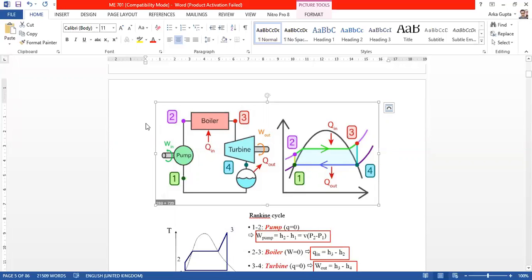Now 1 to 2 is the pump. Here, 1 to 2 is an isentropic process. Entropy remains constant. So it is a reversible adiabatic pumping process, where the saturated liquid is pumped to the boiler. What will happen if there is steam? The pump cannot run with steam. If steam is to be fed, then you have to use a compressor, like in a refrigerator. The pump can handle only liquid.